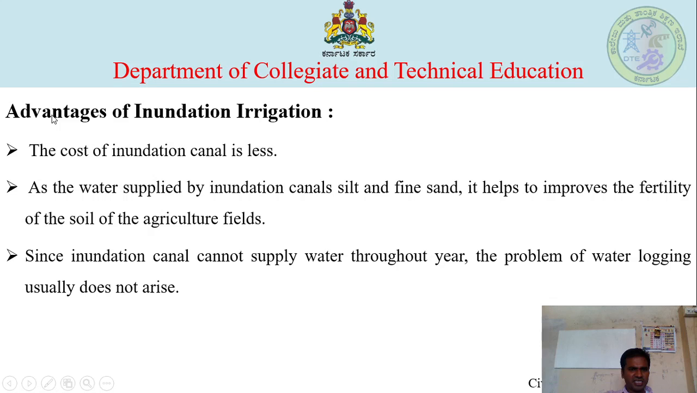Next, advantages of inundation irrigation. The cost of inundation canal is less. This is one of the advantages. Second advantage is, as the water supplied by the inundation canals carries silt and fine sand, it will help to improve the fertility of the soil of the agricultural land. Since inundation canals cannot supply water throughout the year, the problem of waterlogging usually does not arise.